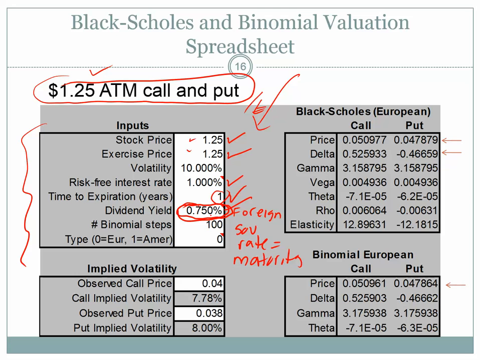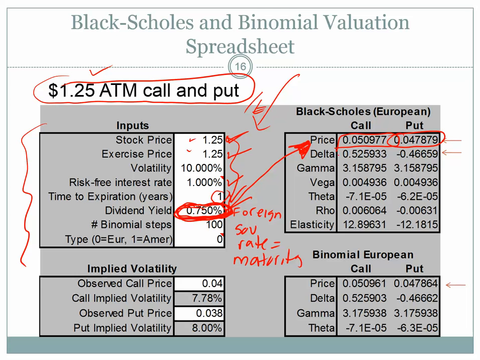If I were to hold a stock, I would receive a dividend. If I were to hold a currency, I would deposit it in a foreign bank and earn their foreign risk-free rate. So it's really the income that's generated from a currency versus a stock. If I input all these things, Black-Scholes will give me a model price. In this case, it says, given these inputs, the call should be selling at 5 cents and the put should be selling at 4.7 cents.